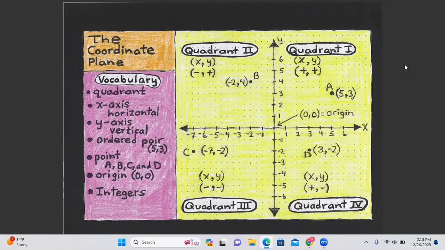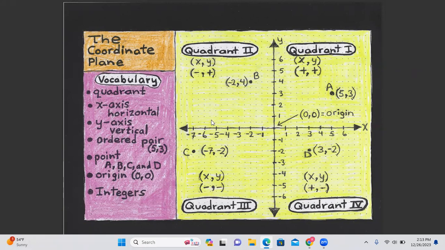Today, we're going to introduce you to the coordinate plane. The coordinate plane has four quadrants that go counterclockwise, and we start with quadrant 1, then we go to quadrant 2, quadrant 3, and quadrant 4.